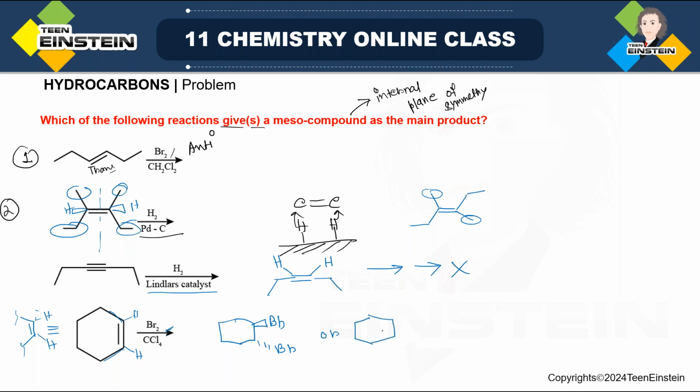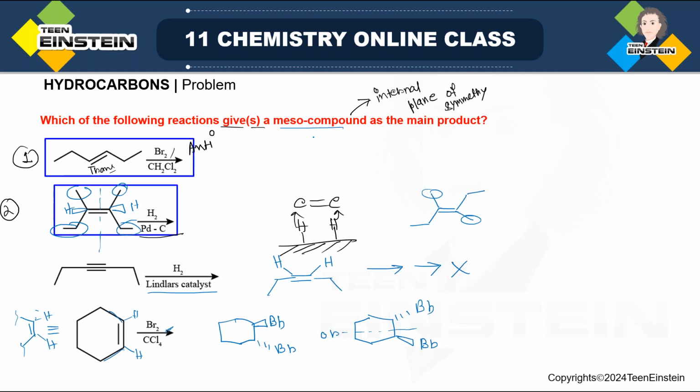Or the opposite possibility is this one. But this is not a meso compound, because if you draw a line here, it is not an internal plane of symmetry. Both halves are not mirror images of each other. So it is not a meso compound. Okay. So these two will not lead to a meso compound. So ultimately, the reactions from which we can get a meso compound are the first two reactions. Okay.